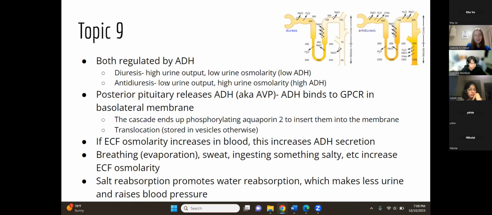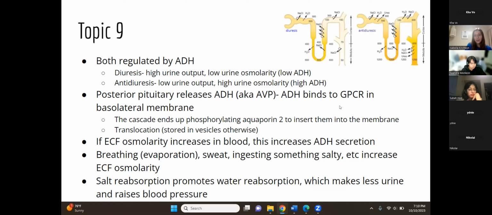And then antidiuresis is a low urine output and high urine osmolarity. This would probably be something where you ate a ton of salty food that day. A lot of ADH would be secreted during this time because you want to reabsorb that water from your collecting duct. And the posterior pituitary is what releases the ADH, and it can also be known as AVP.